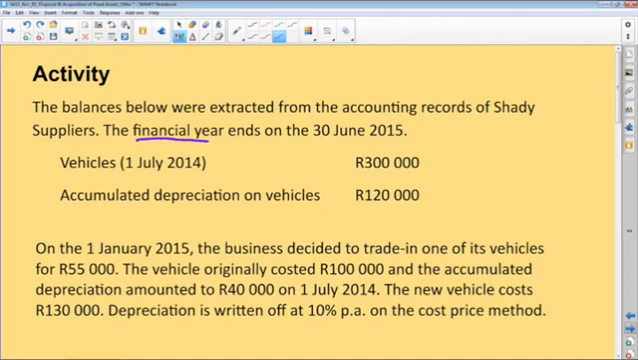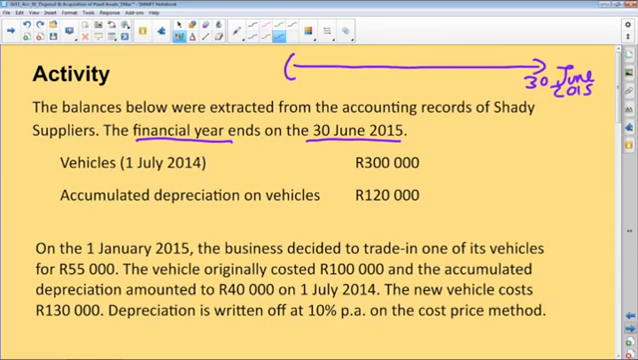Their financial year ends on the 30th of June 2015. So immediately when you read through this information, plot the financial year ends on the 30th of June 2015, which means it started on the 1st of July 2014. Right, what are we given?